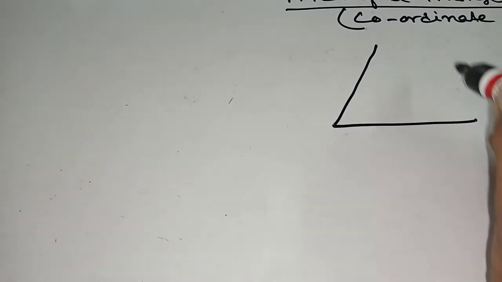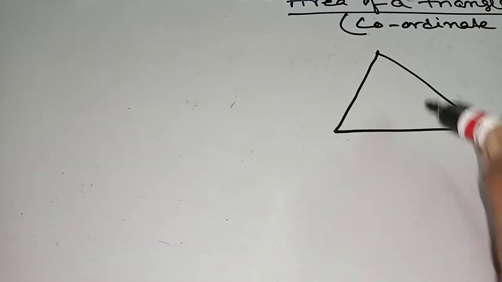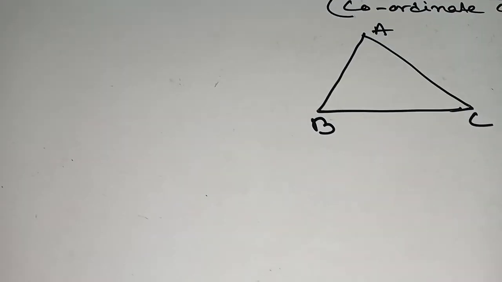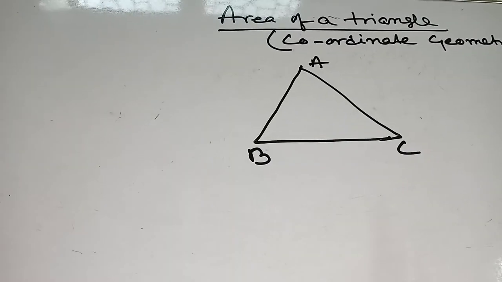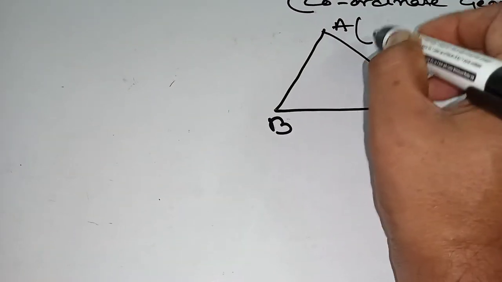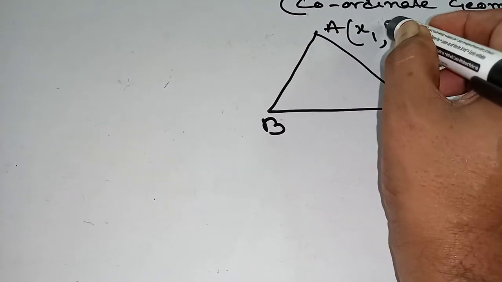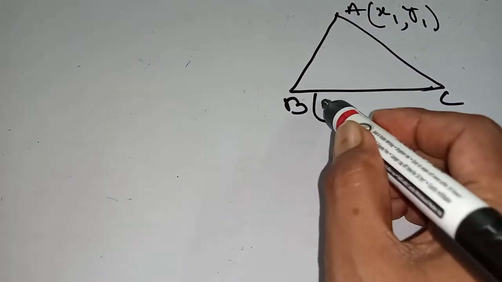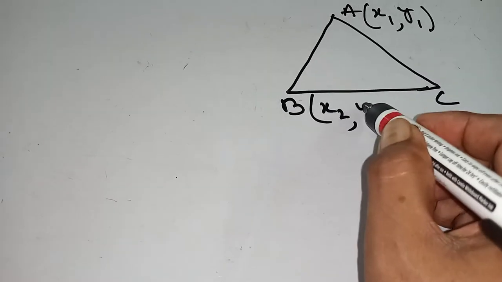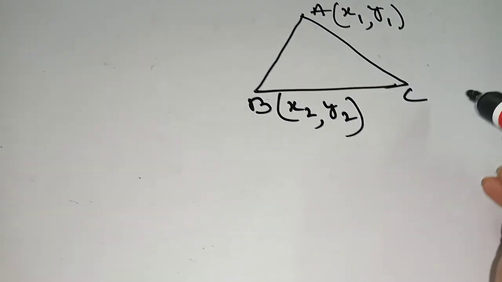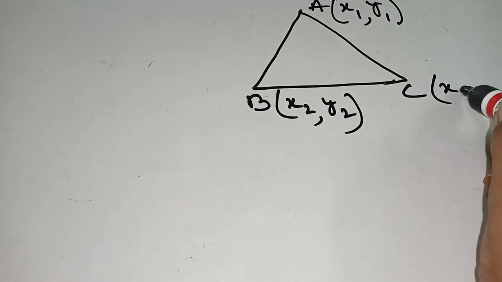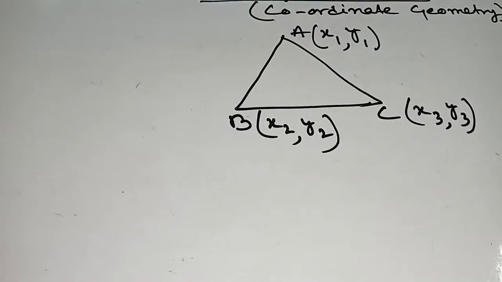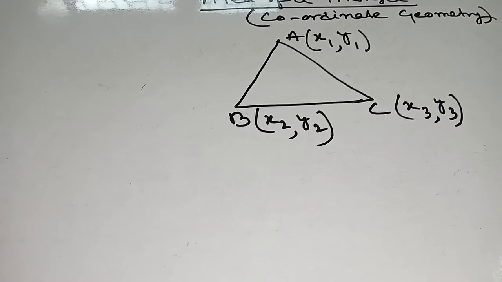Let ABC be a triangle. ABC is a triangle. The coordinate of A is x1, y1. Coordinate of B is x2, y2. Coordinate of C is x3, y3. Now find the area of the triangle.